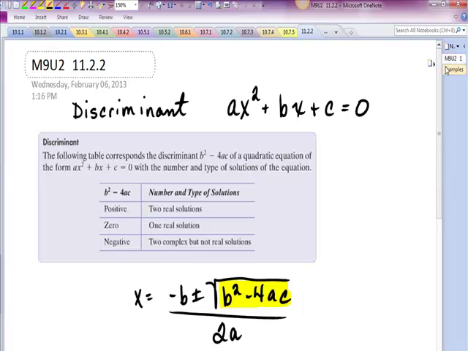And if you don't have these written down, you probably want to go back, pause the video, and write these down.